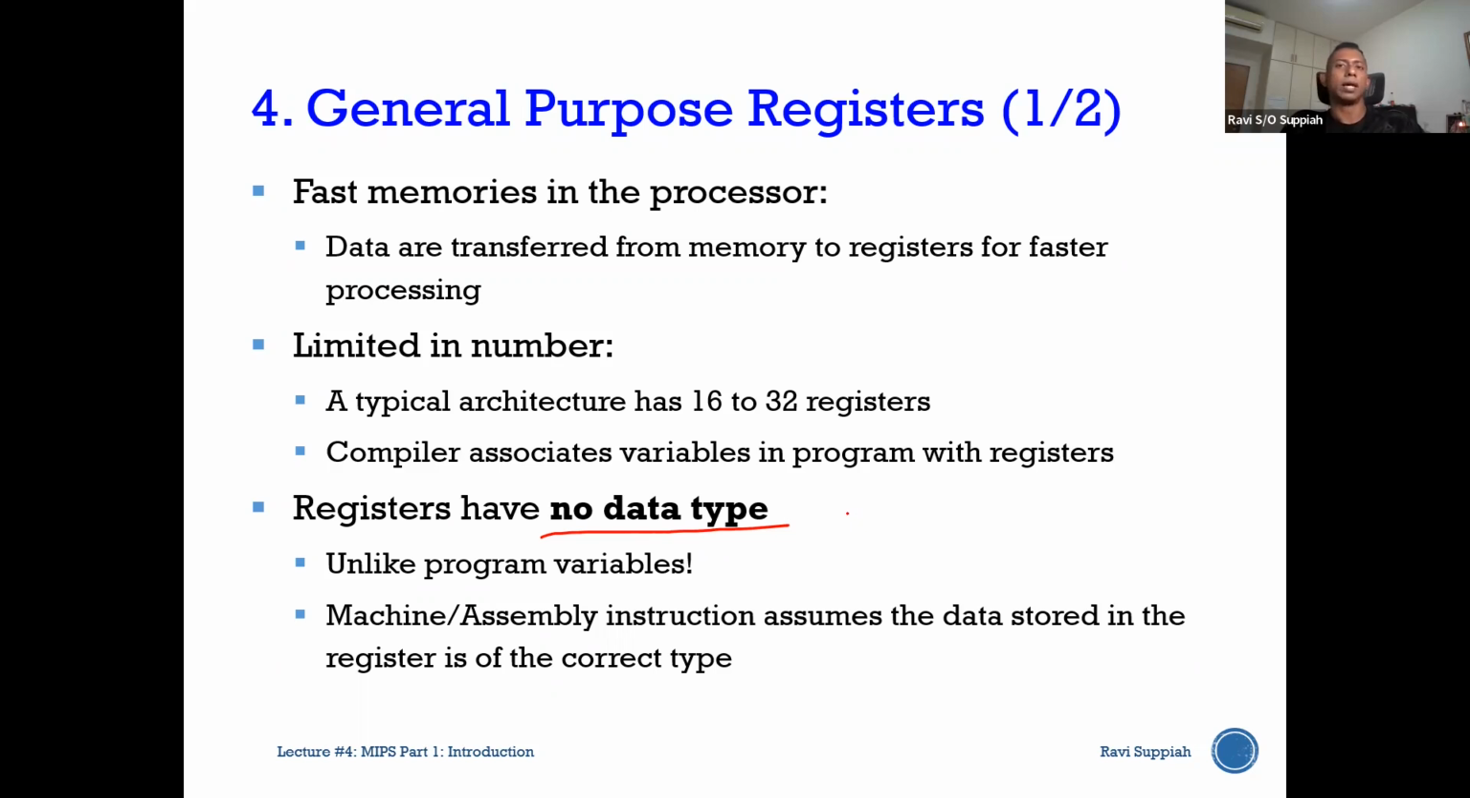What those ones and zeros mean is all in the context of the instruction you're going to execute. So there is no data type associated with registers. It is just a storage space of ones and zeros. When you write the code, we will interpret it accordingly.